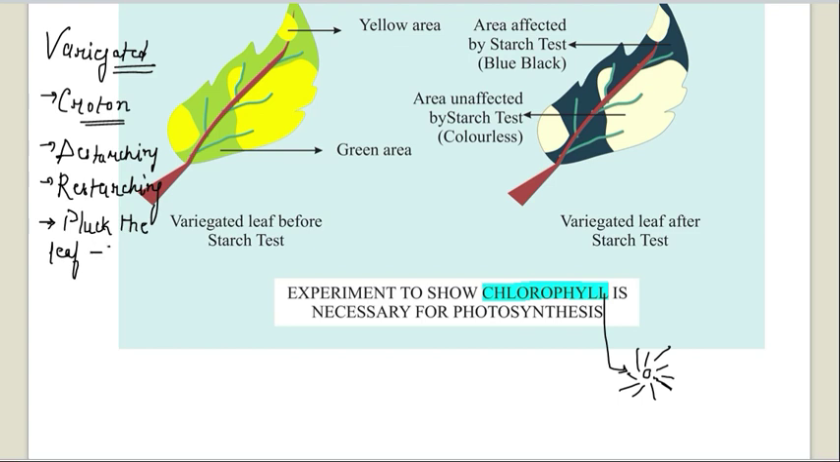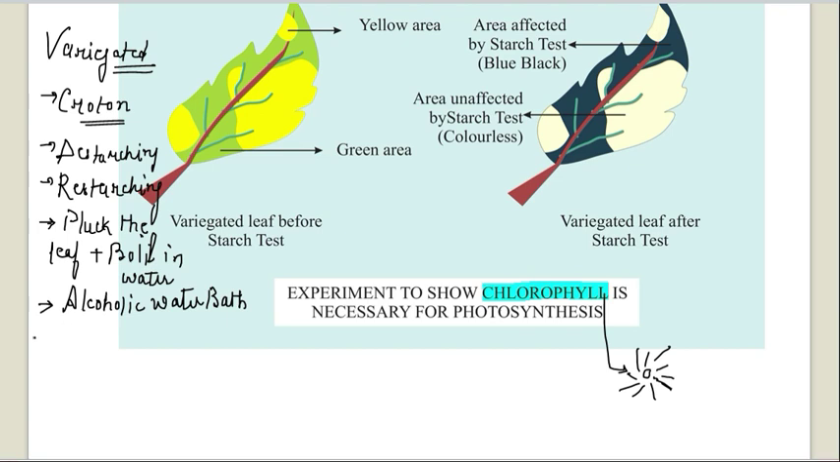Then boil it in the water so that the cell membranes break and it will become more permeable to iodine. Next, alcoholic water bath. Same as for the first experiments, and you should be concerned with the questions which I have discussed.